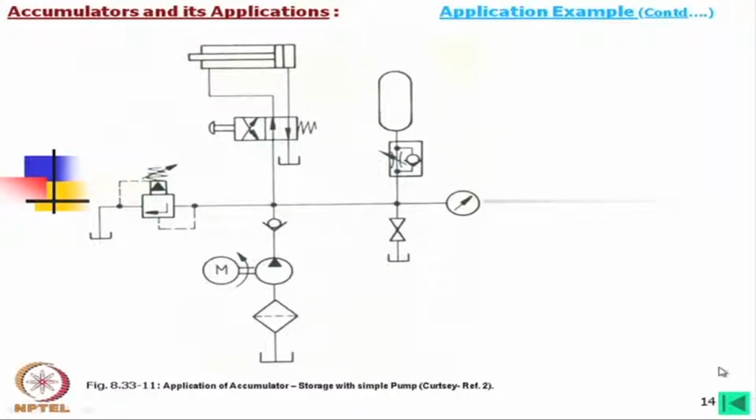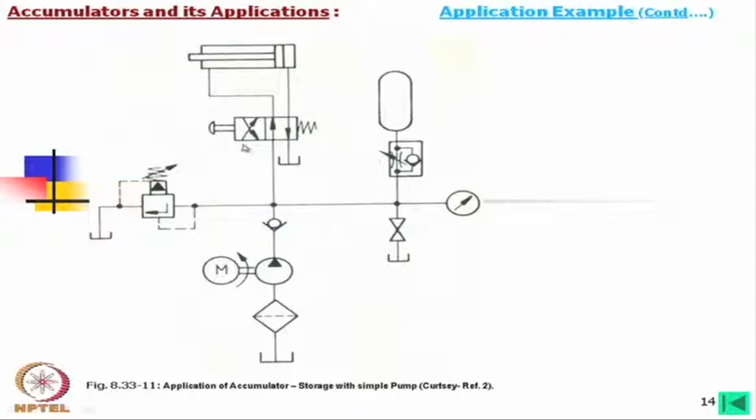Now, next to that, application of accumulator storage with a simple pump. In that case, this is a very simple system, but we are again having an on-off type 4/3 valve. This means that either this position or this position it will be there. So, let us consider the normal position which is shown. In that case, oil is going to the accumulator as well as to the system, depending on the pressure and flow requirement. Accumulator will be charged, or from the accumulator oil will flow to the system.